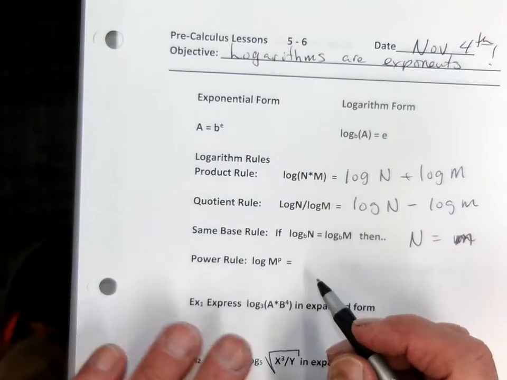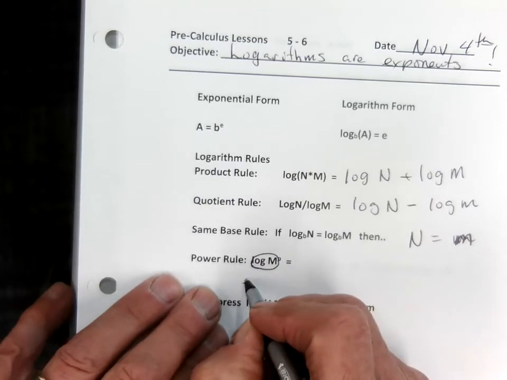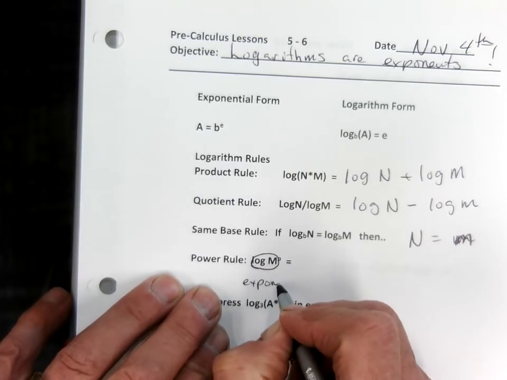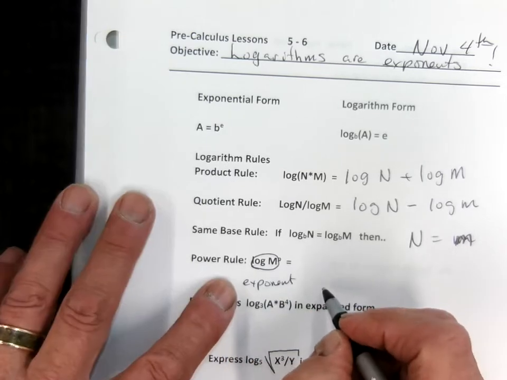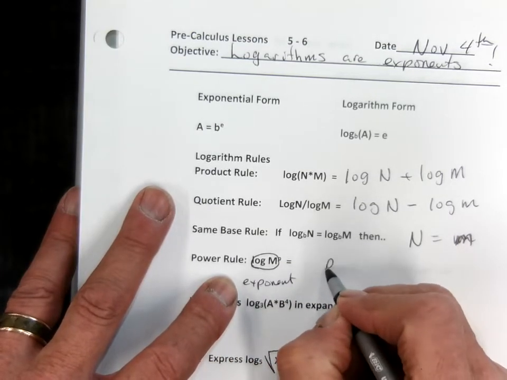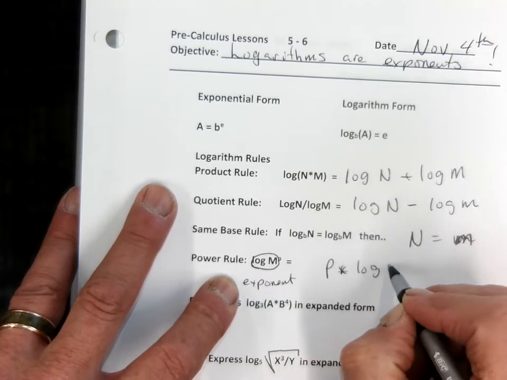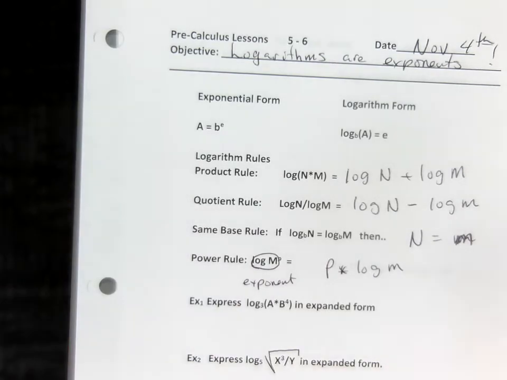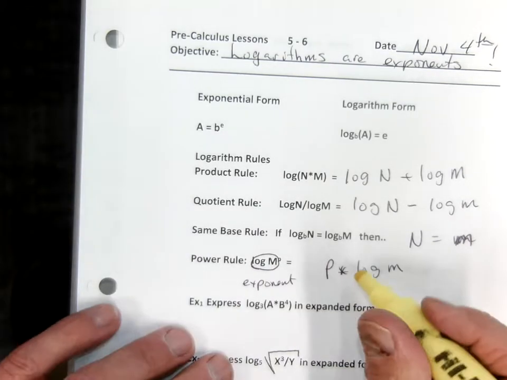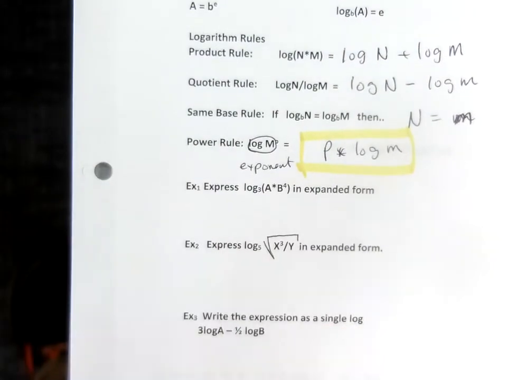Now, the power rule. This is an exponent. So if you have a base with an exponent to an exponent, you multiply. So you're going to go p times the log of m. And I'm going to circle this one because it's the one we use the most when we do our problems.